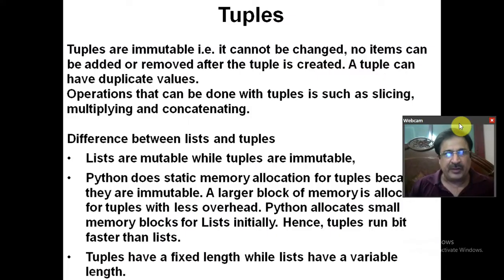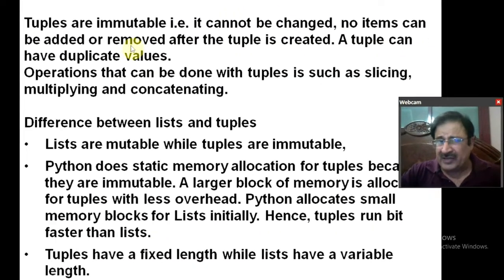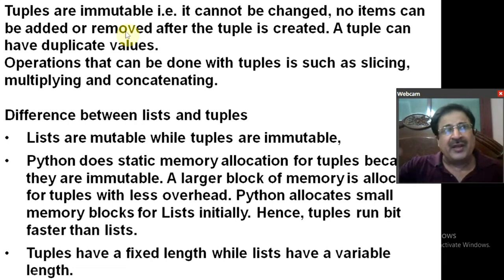Before starting with the first program, just let me tell you that tuples are immutable. That means you cannot make any changes to the tuple once it is created. That means if you want to make certain changes, you make the changes and copy it into another tuple. But you can't make the changes to the original tuple. Through the programs, we will be learning how to slice the tuple, how to multiply it, and how to concatenate 2 or more tuples. So this is the first program.